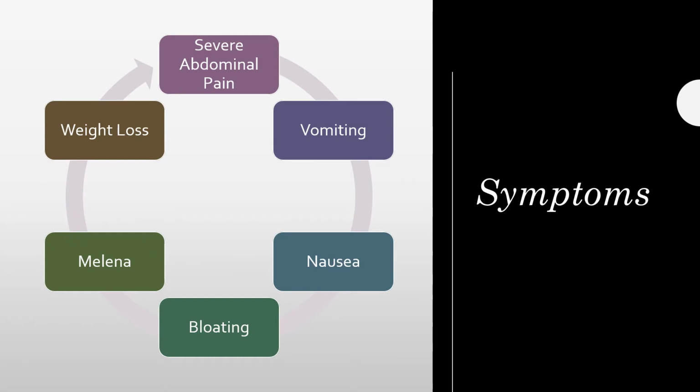Some of the symptoms of mesenteric ischemia are severe abdominal pain, vomiting, nausea, bloating, melena, and weight loss. A lot of times patients will start experiencing some of these pains and symptoms after they've eaten a meal. This is generally the first time that they're going to start feeling these symptoms, which will lead them to the severe pain and calling 911.